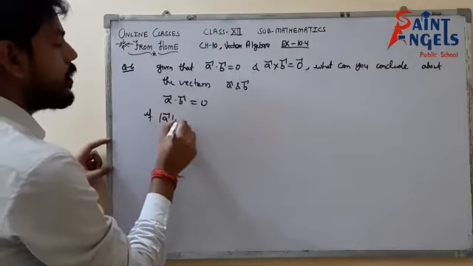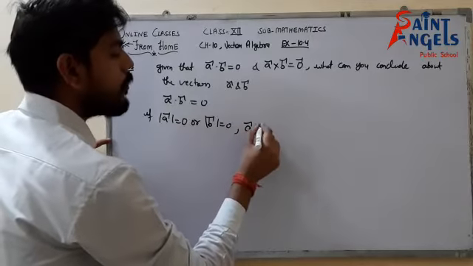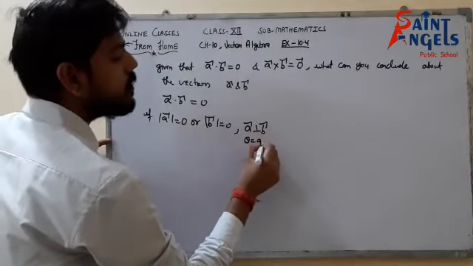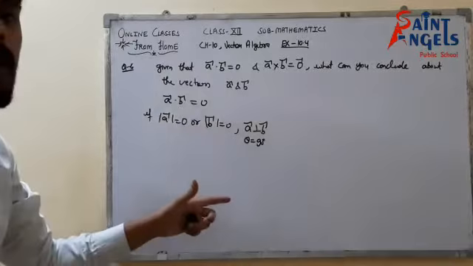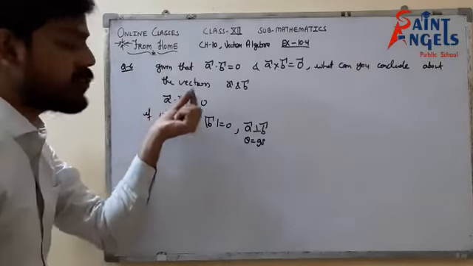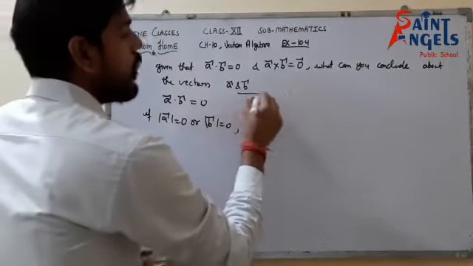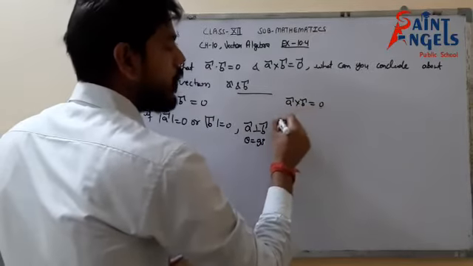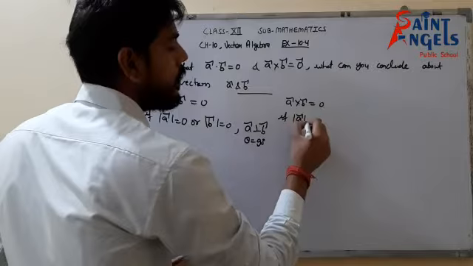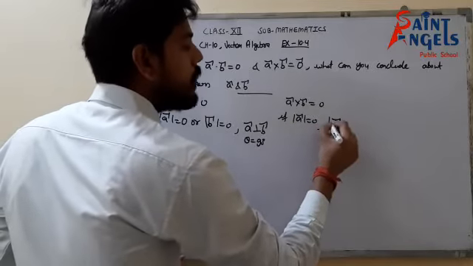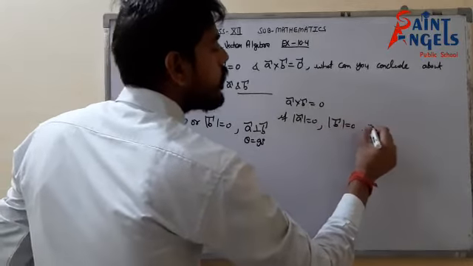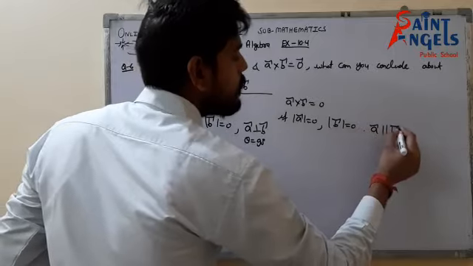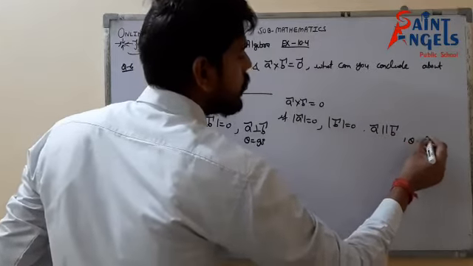magnitude of A equals 0, or magnitude of B equals 0, or these vectors are perpendicular to each other, which means theta equals 90 degrees. So these are the three possibilities for the dot product of two vectors being 0. Now A cross B would be equal to 0 if mod A equals 0, mod B equals 0, or these vectors are parallel, which means theta equals 0 degrees.